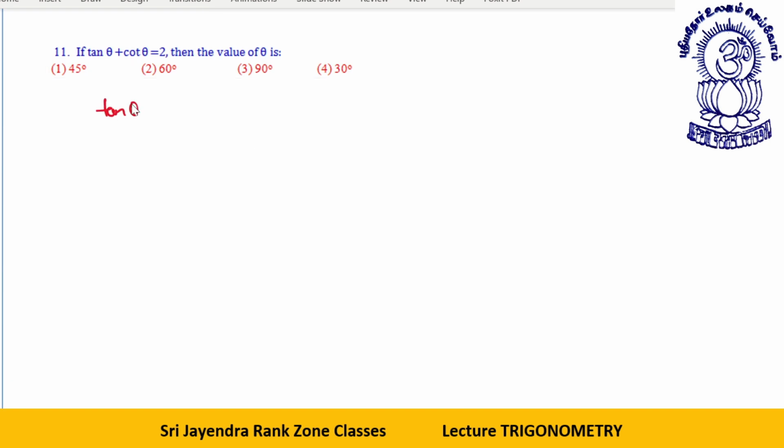tan theta plus cot theta is equal to 2. What does it mean? It means tan theta is equal to cot theta is equal to 1. This implies, what is the value of theta? Theta is equal to 45 degree. Okay, next one.